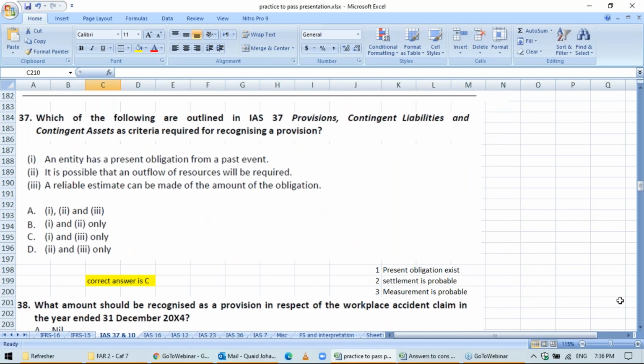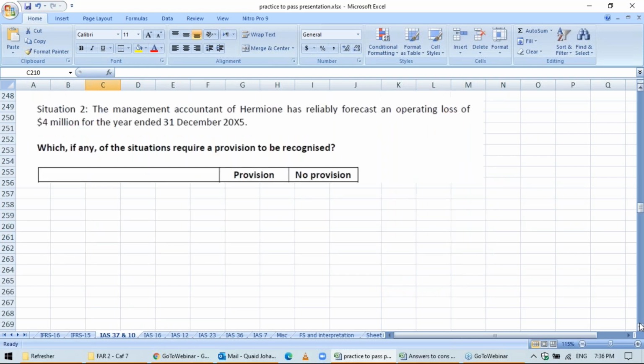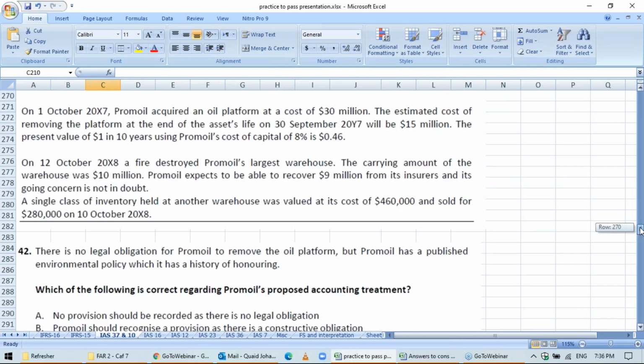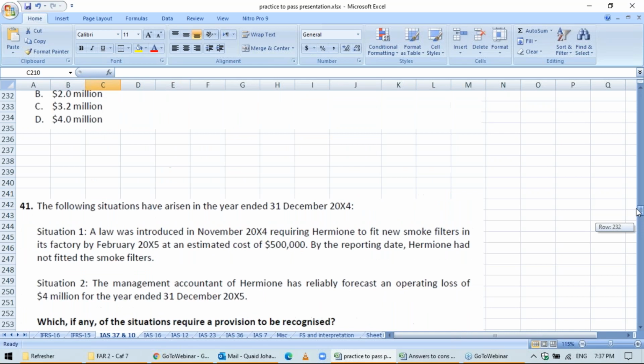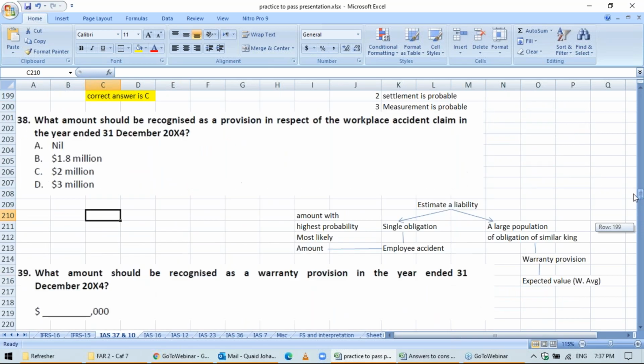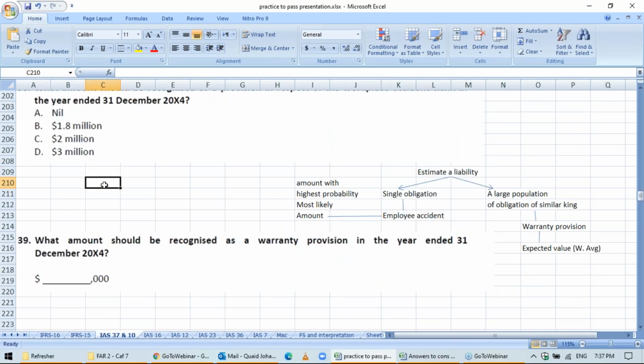Okay, so the correct answer is 2 million. It's C. Now, read this 39th one. What amount should be recognized as warranty provision in the year ended 31st December 2014?